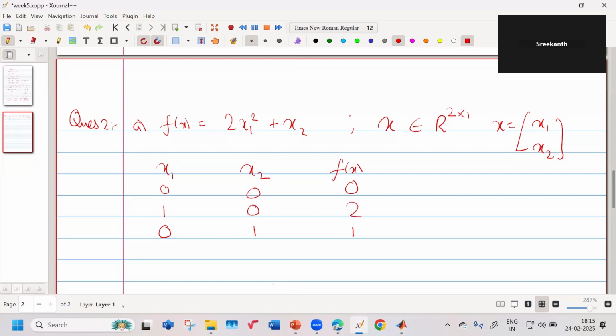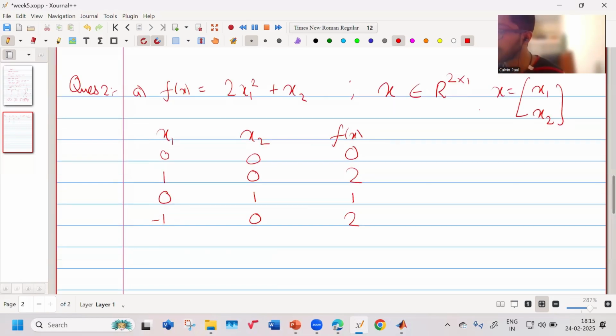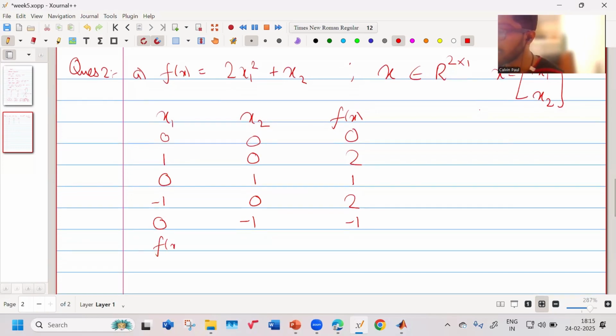But now let us put x1 as -1, x2 as 0. You will get f of x to be 2, which is again positive. But if you put 0 and -1, you will get f of x to be -1. So there is a case when f of x is less than 0, and we can conclude that f of x is indefinite. How do we know that? Because there's plus x2, so x2 can take a positive or a negative value, and there can be a case when 2x1 square is 0. That is why we say that f of x is indefinite.